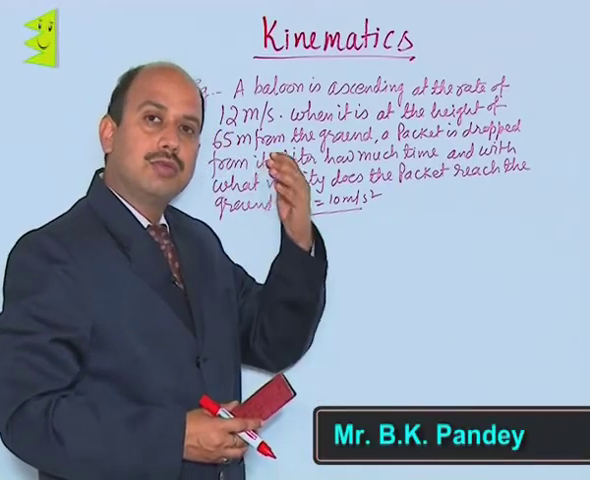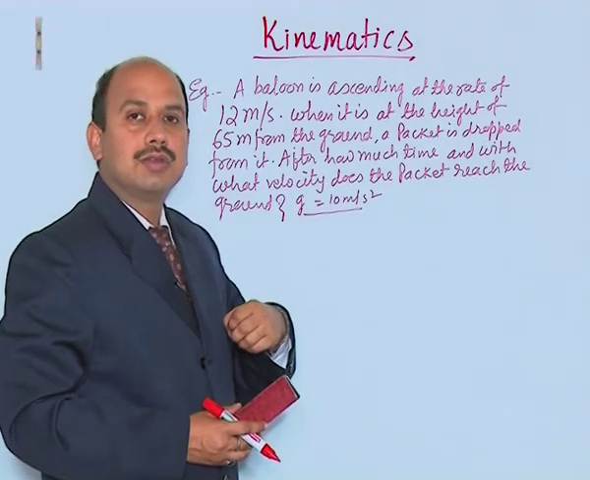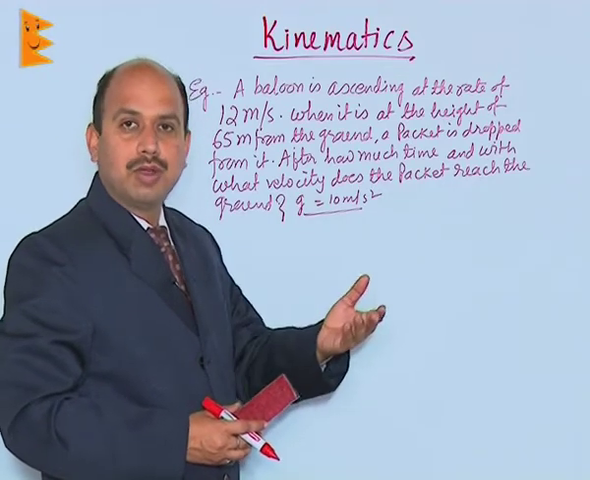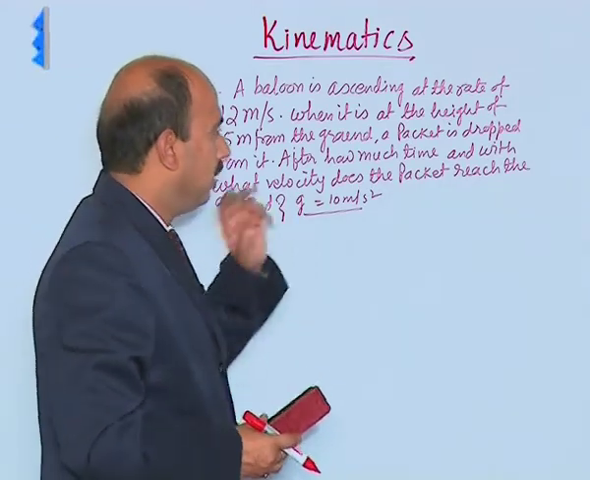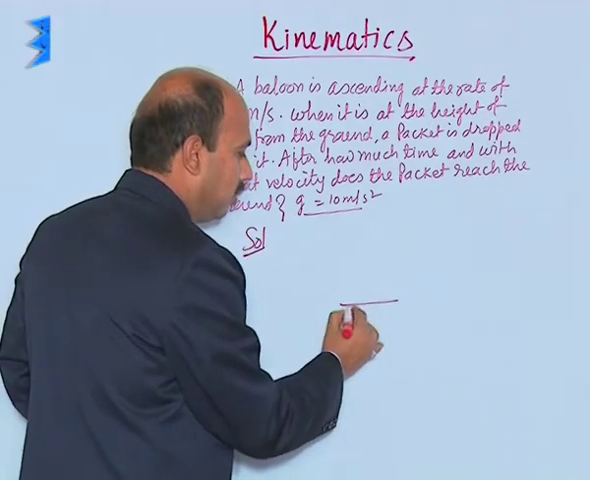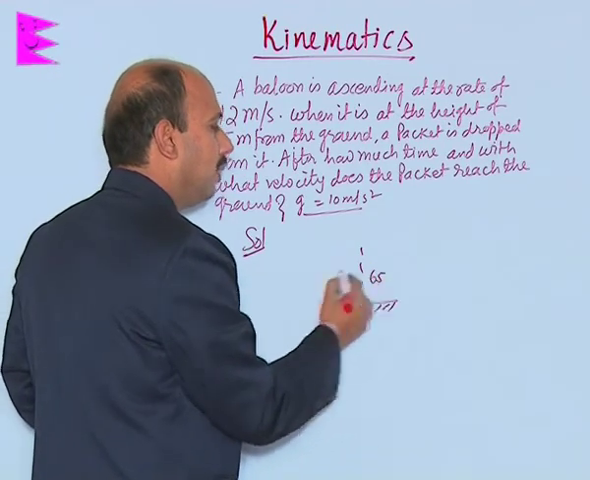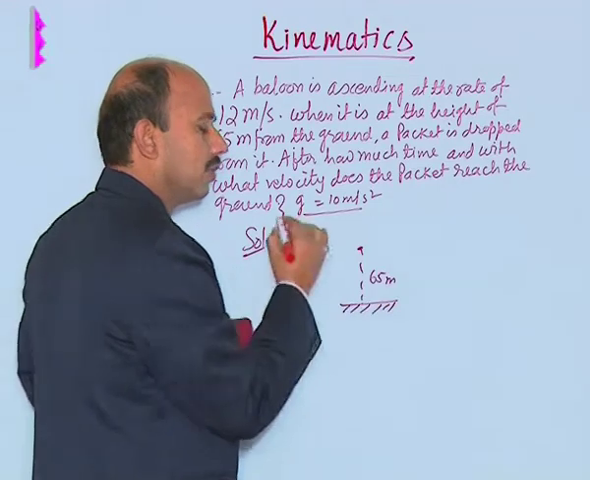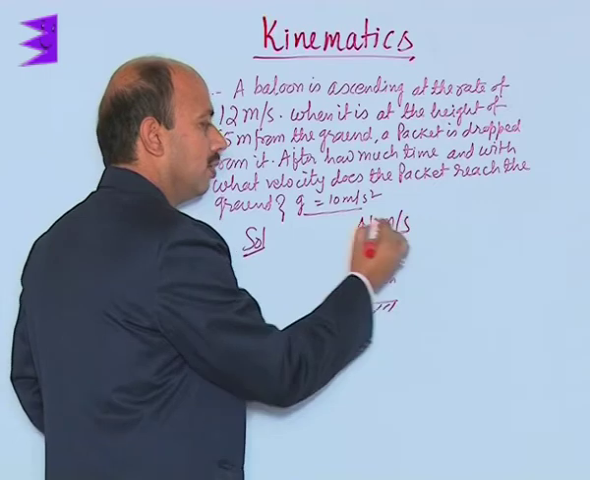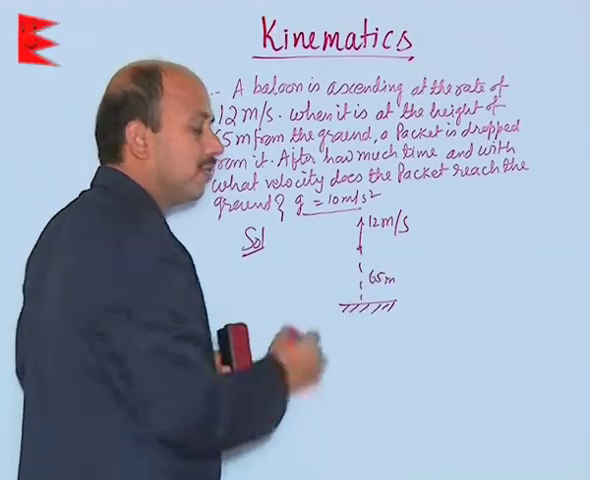Suppose the helicopter is going up with a certain speed and some packet is dropped from this, how much time it will take to fall on the ground and what distance it will fall, everything we can calculate. Similarly here, suppose you have taken this as a ground. At the height of 65 meter, a balloon is here. It is going up with the speed of 12 meter per second. Now, a packet is dropped from here.